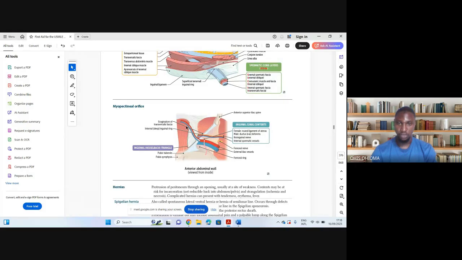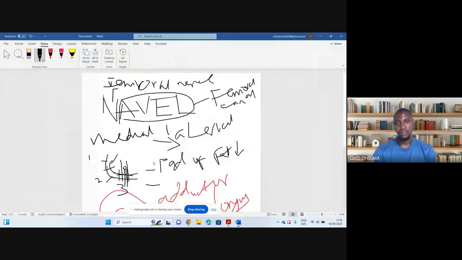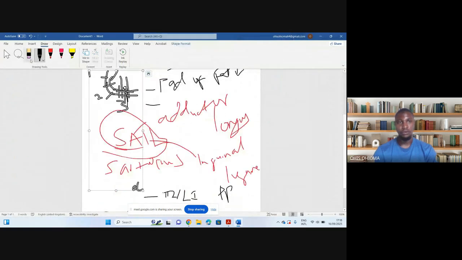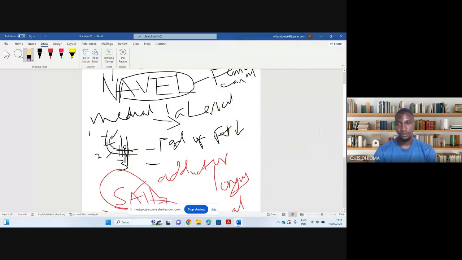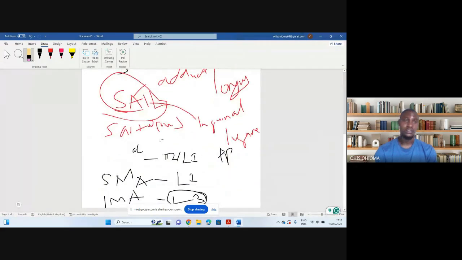Can anybody tell me what this muscle is? The Hesselbach triangle, the borders. Does anyone know? Okay, so that's an assignment for you guys.